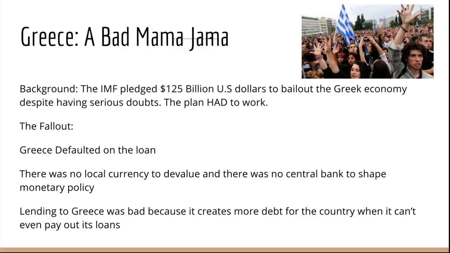What ended up happening is that Greece defaulted on the loan. Some of the things that the IMF did not take into account was that lending to Greece was a bad idea because they could not pay the debt off anyway. And when a country can't pay off its debts, it's even worse to give loans to them because then they're just more in debt. What ended up happening was that Greece didn't even have a local currency to devalue in order to help them get out of their financial situation, and there was no central bank to shape monetary policy in the region.